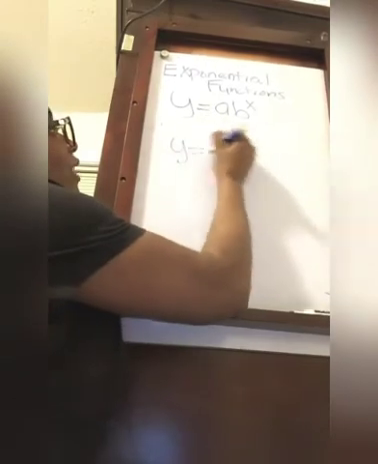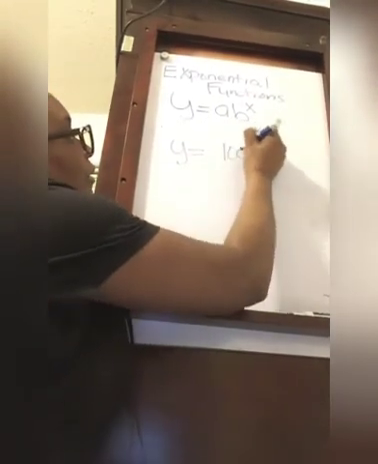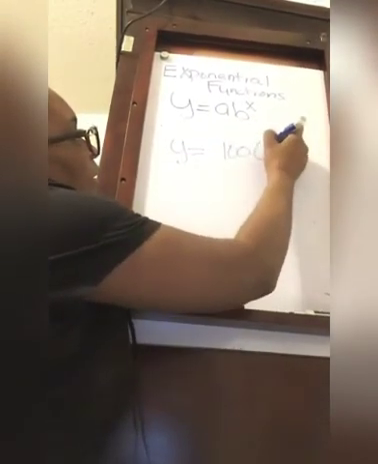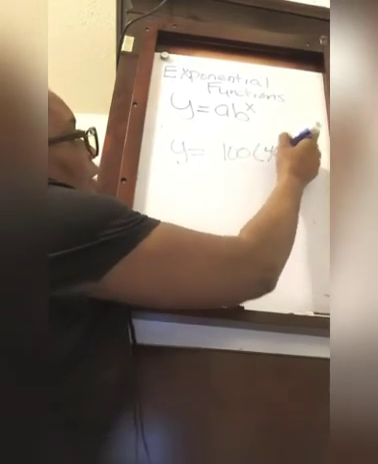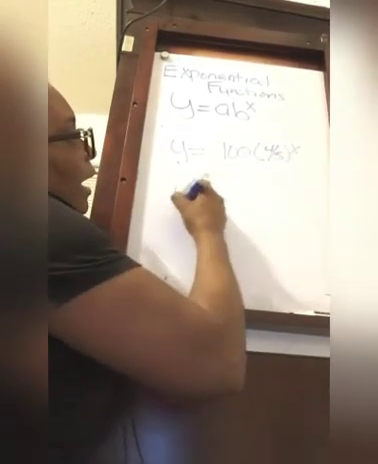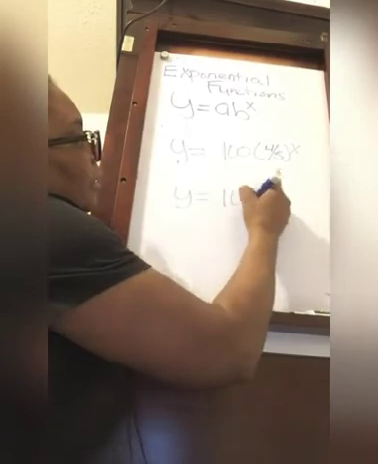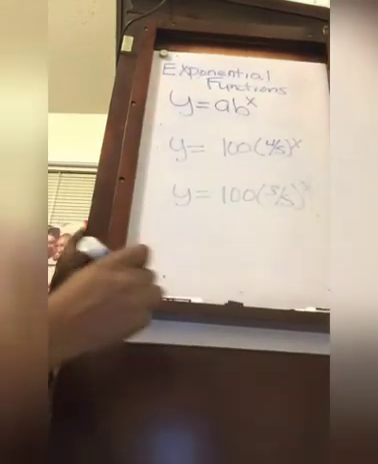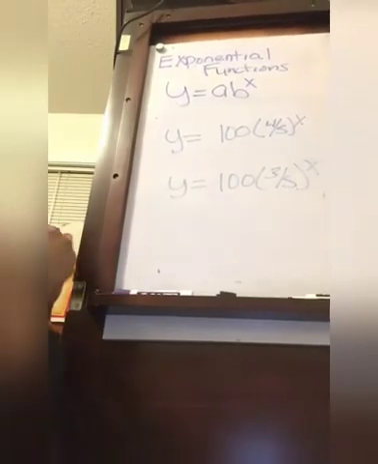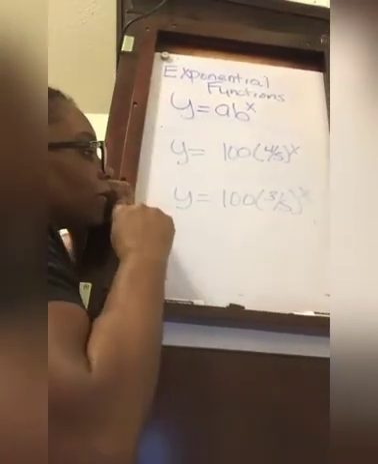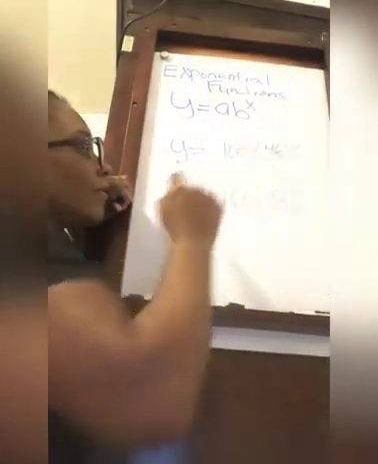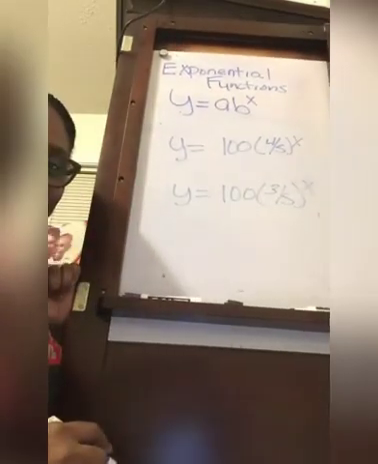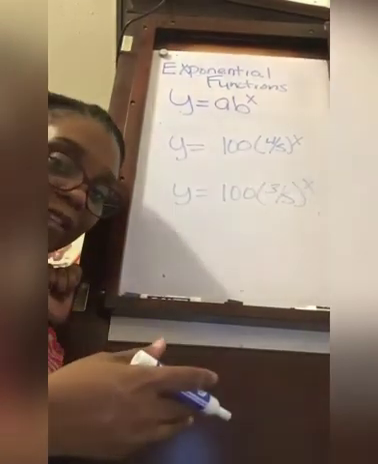But we have Y equals 100 times 4/5 to the x. And Y equals 100 times 3/5 to the x. Which one is decaying faster? That's a trick question for you to think about. Which one is losing its value faster?